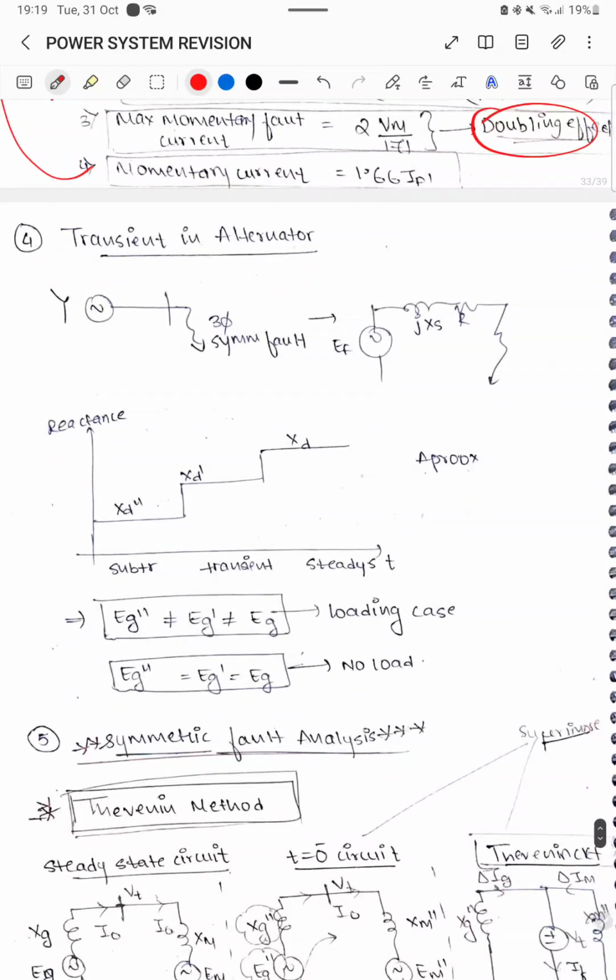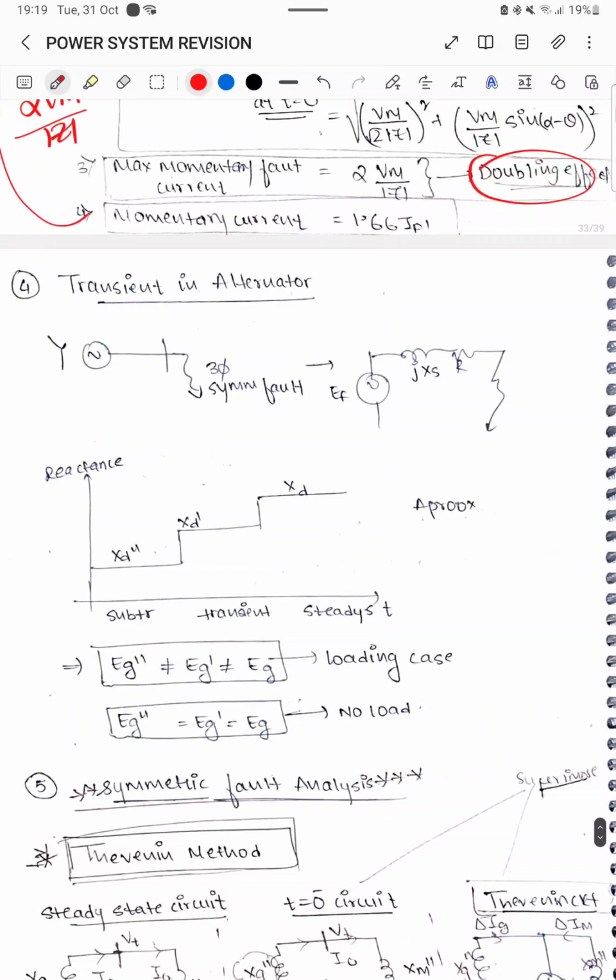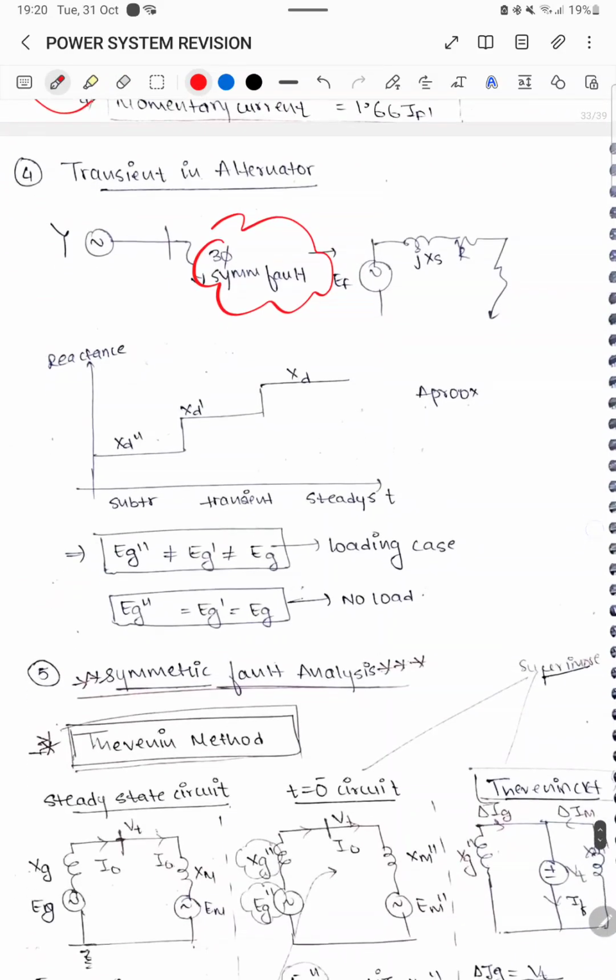Then now we are left with transients of the alternator. So the concept here is, for transients in an alternator, whenever there is a three-phase fault, the reactance is given. For subtransient it is XD double dash, for transient XD dash, and for steady state it is given as XD. Fine. So you can see clearly here that XD is greater than XD dash, which is greater than XD double dash. In the no-load case, EG remains the same: EG dash equals EG double dash equals EG.